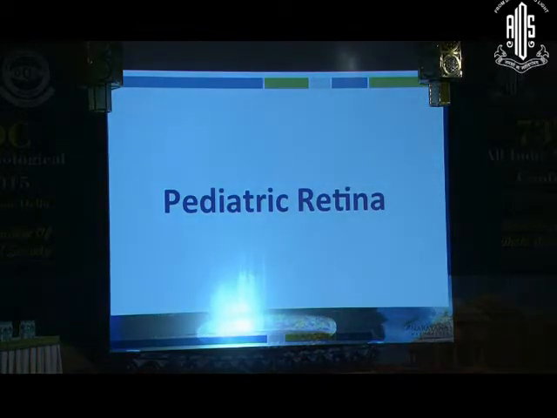Let me now focus a little bit on pediatric retina, because there's a lot of general ophthalmologists, babies and patients are some set of people whom you can actually run OCTs on and what information we can get.